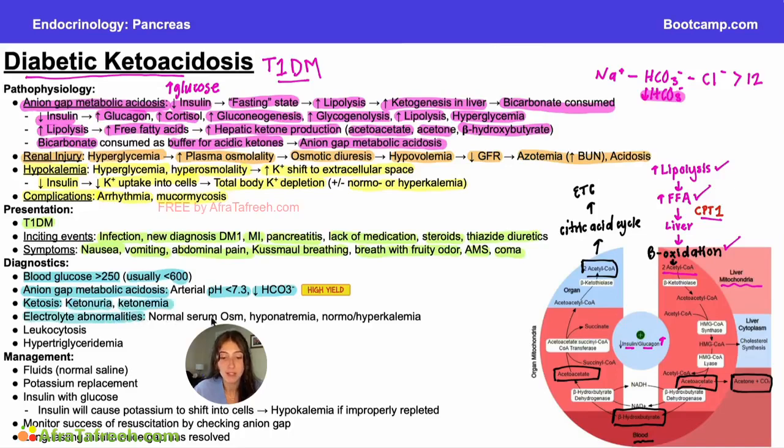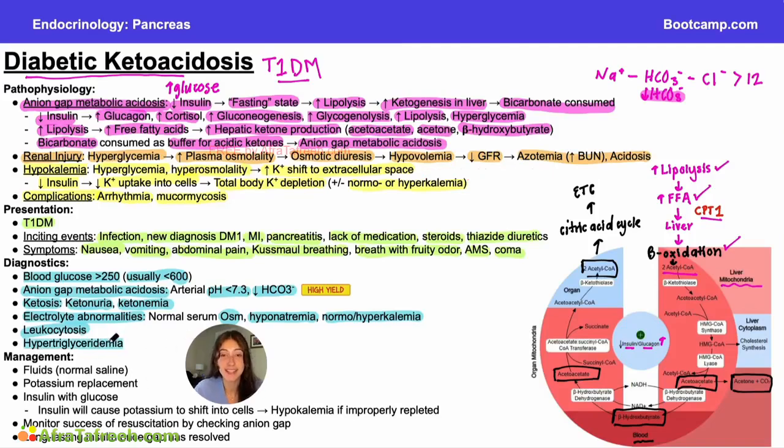Electrolyte abnormalities: we've discussed how even though you might have a normal serum osmolarity, which will be different than HHS, you can have hyponatremia as well as normo or hyperkalemia, even though, and I can't stress this enough, your total body potassium is depleted. So you might see hyperkalemia, so high amounts of potassium in the blood, but remember, your total body potassium is low. And then you might see leukocytosis as well as hypertriglyceridemia.